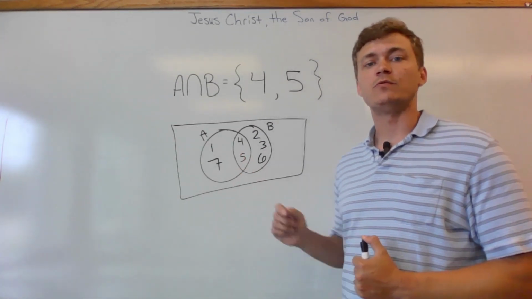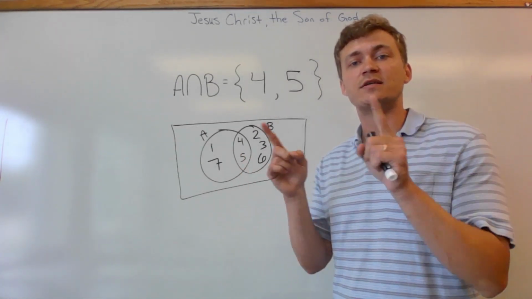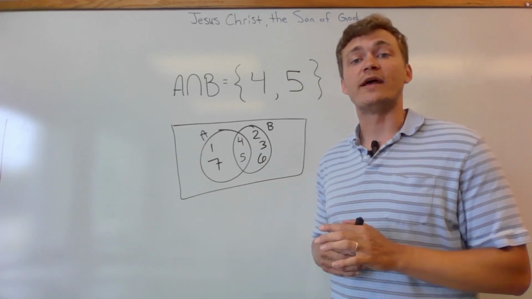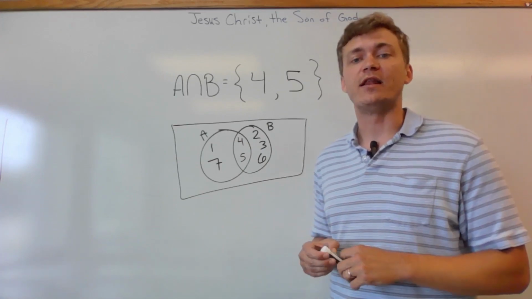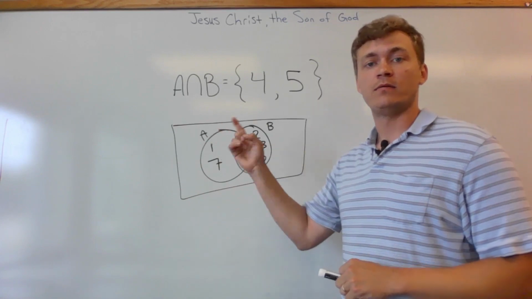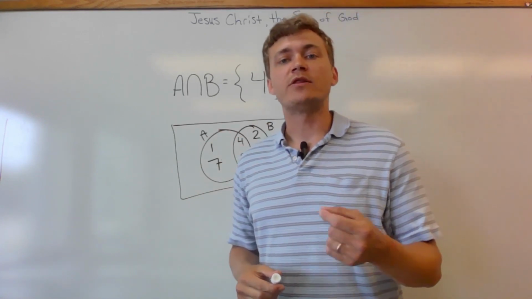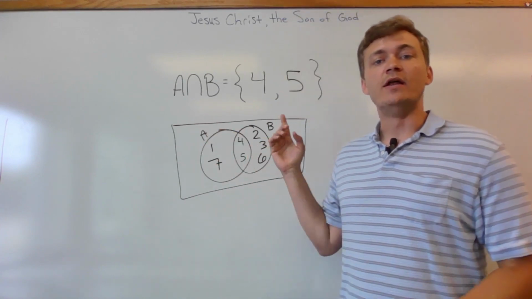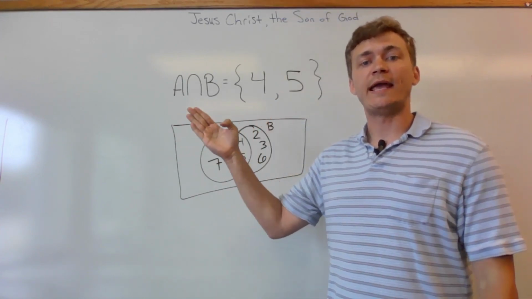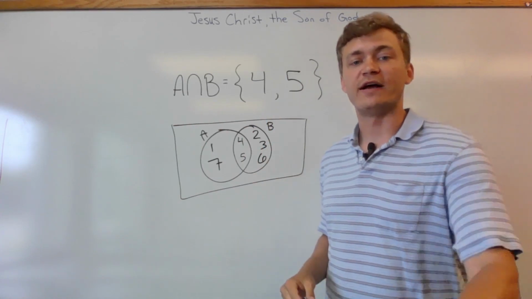The intersection will be right there where our two sets adjoin or intersect, where they overlap, where we're going to find elements that are in both A and B. So when you hear that word intersection, think about the word and. A and B, numbers or elements that are in A and B, 4 and 5.